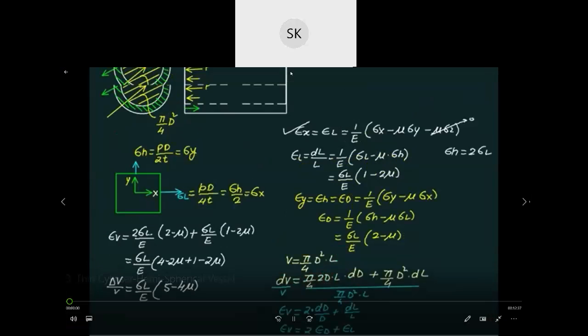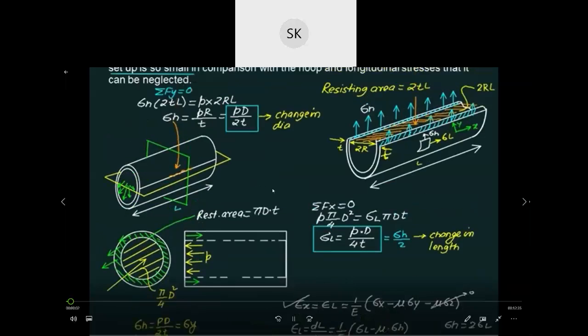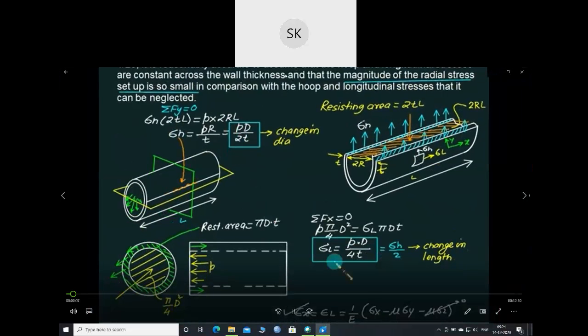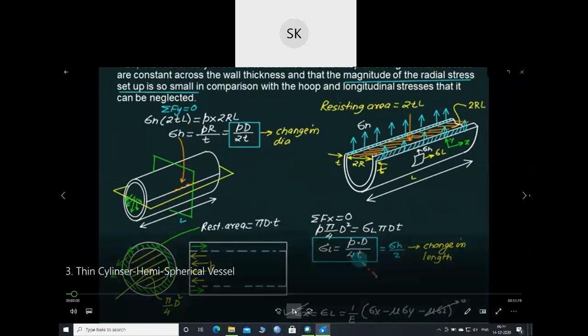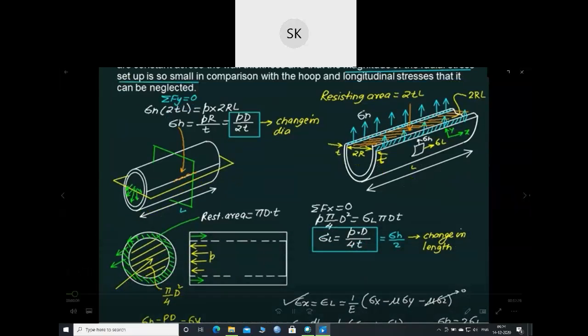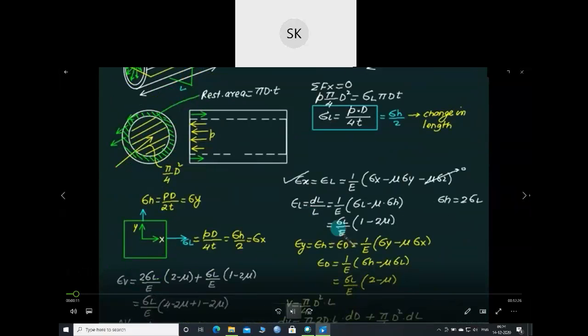We'll check equation by equation. Yesterday, what had we done? Yesterday we got sigma hoop equals PD by 2t, sigma L equals PD by 4t. This one is about the hemispherical. Is the audio and video okay? Then we have epsilon L equal to sigma L by E times 1 minus twice mu.